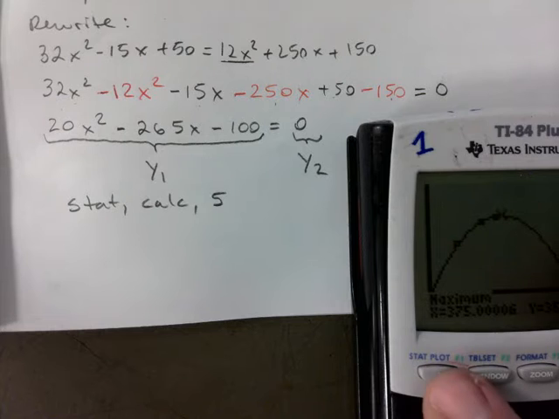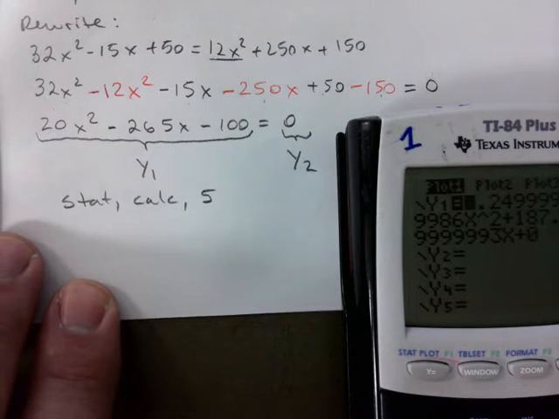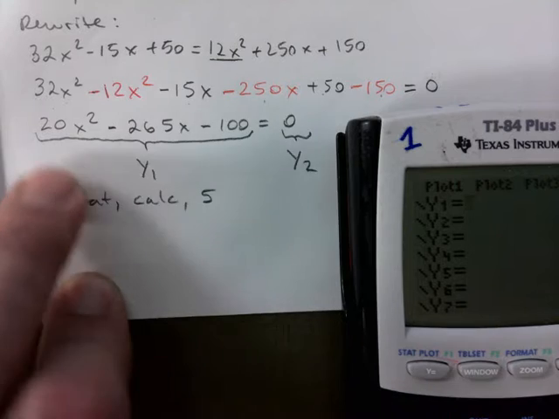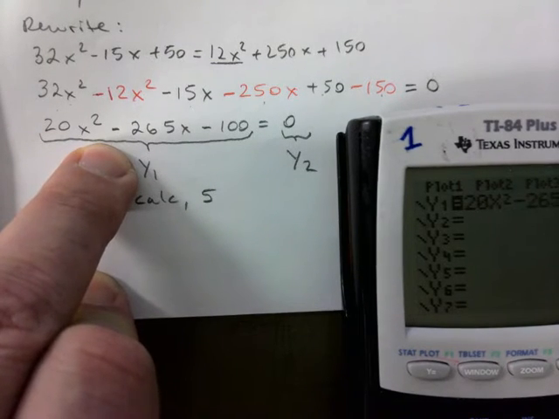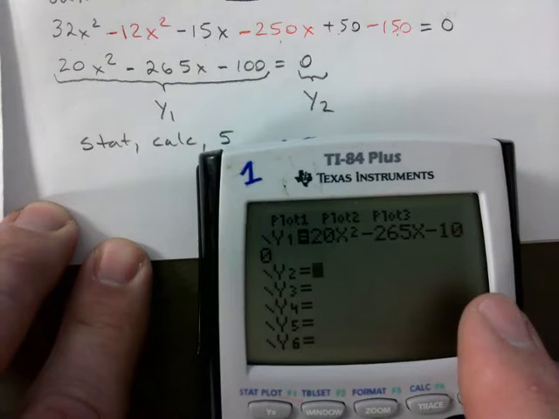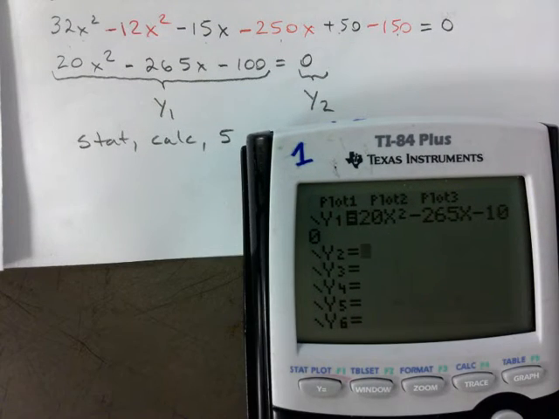So let's go ahead and enter it. Just so you know, you're entering it manually, so turn off plot 1 right away. Okay, clear. I'm going to clear everything. So we have 20x squared minus 265x minus 100. Can't see that because I zoomed in, so let me do that again. And then y2 is equal to 0.